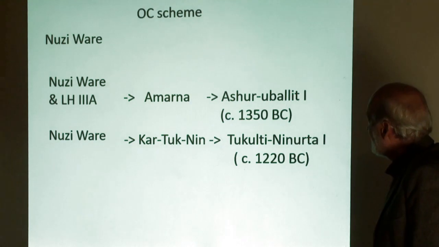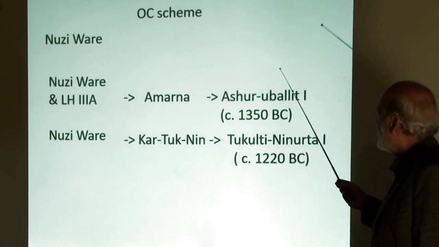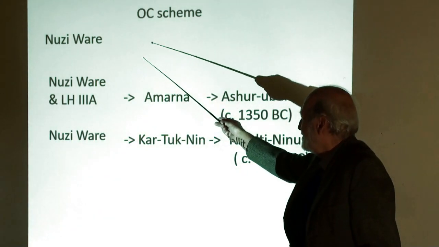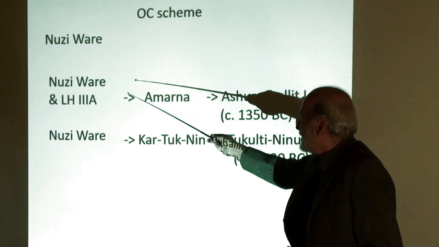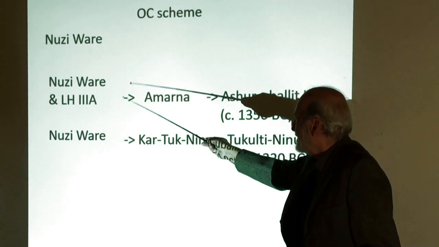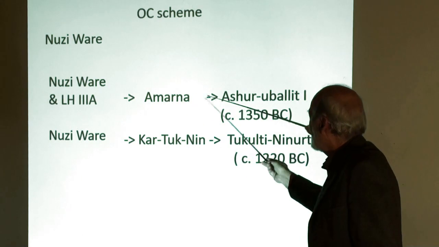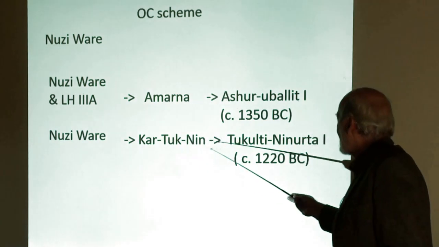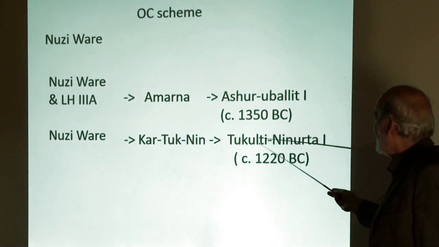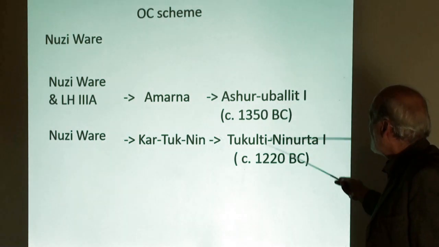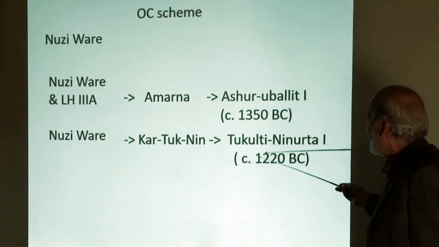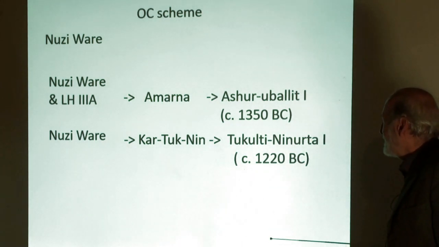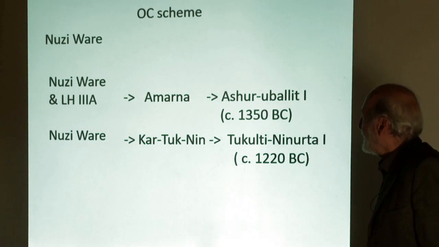And so the orthodox chronology scheme seems to say Nuzi ware starts way up here, then we get Nuzi ware followed by Late Helladic 3A at Alalakh, which corresponds to Amarna and Ashurubalit, and then we've still got Nuzi ware over 100 years later at Kar-Tukulti-Ninurta. So we've got a total life for Nuzi ware of at least a couple of hundred years, supposedly.